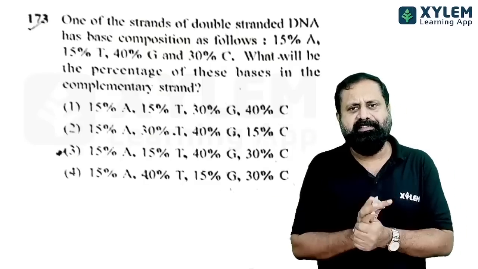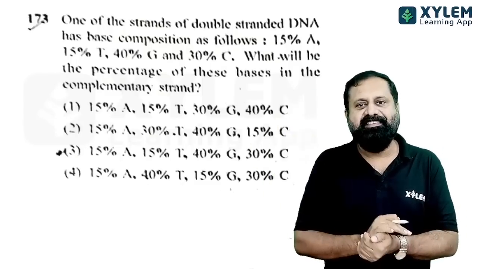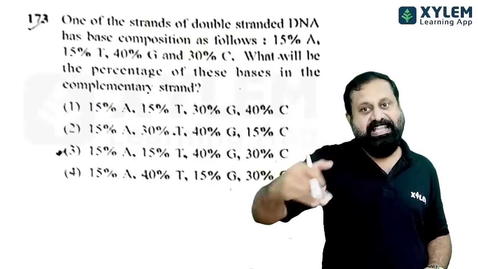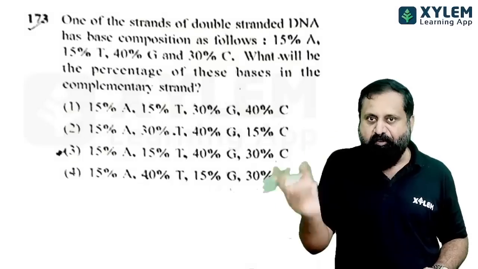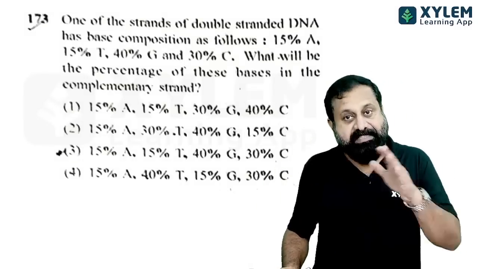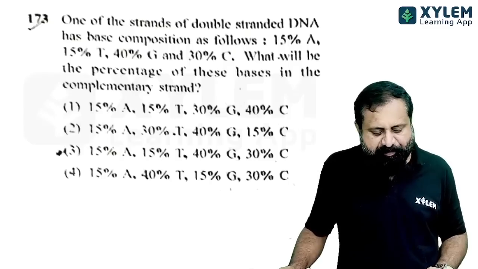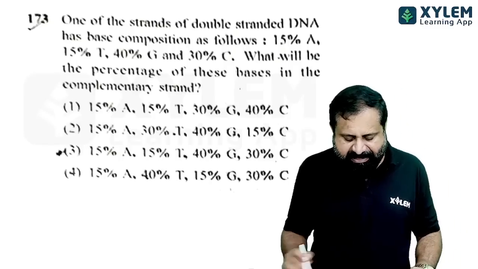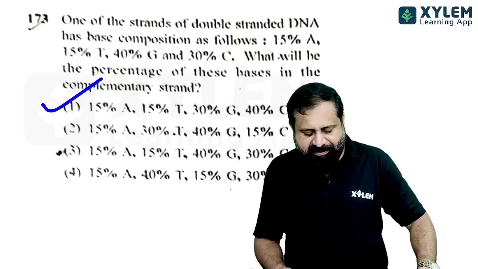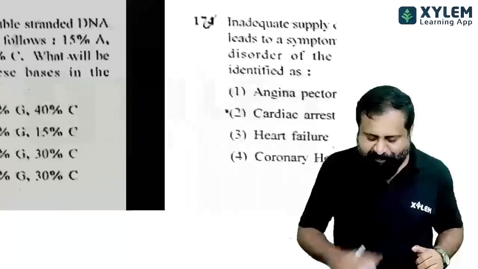Just take opposite. A 15 in one strand, then T 15 in the opposite strand. If T 15 in one strand, then opposite contains A 15. If G 40% in one strand, then opposite contains C 40%. If C 30% in one strand, then opposite contains G 30%. So which one is the correct one? 173, 1 is right. A 15%, T 15%, G 30%, C 40%. Okay, that is the right answer.